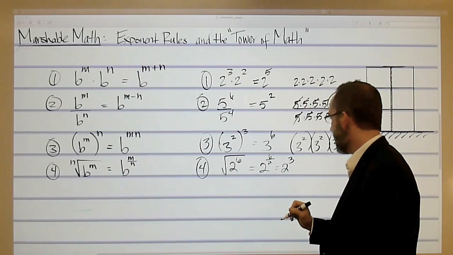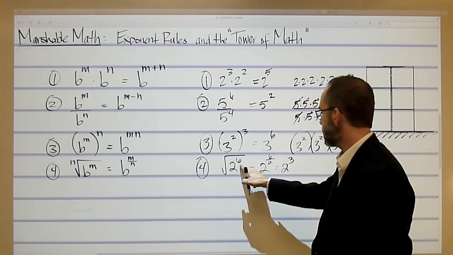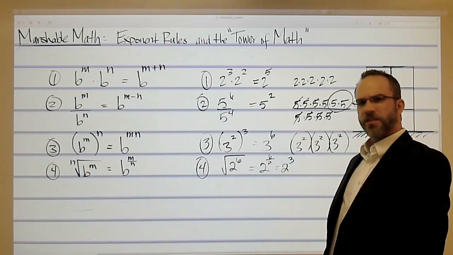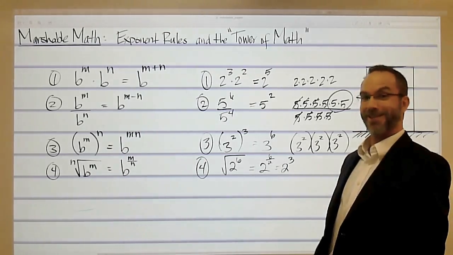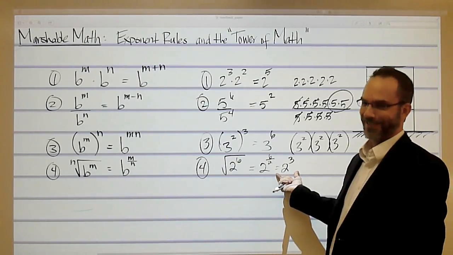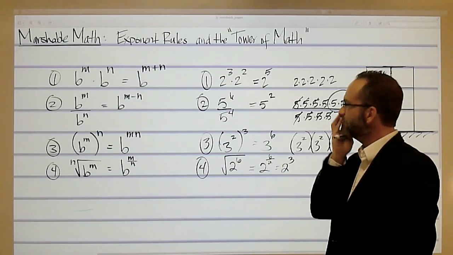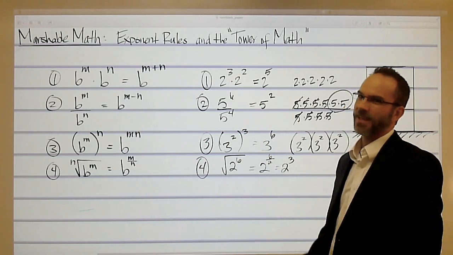If we had multiplied this out, 2 to the 6th, what's that, 64? Square root of 64, what is that, 8? Isn't 8 2 cubed? Yeah? Okay. So all this stuff works, but I have to admit, that's a little confusing. How are you going to remember all that?